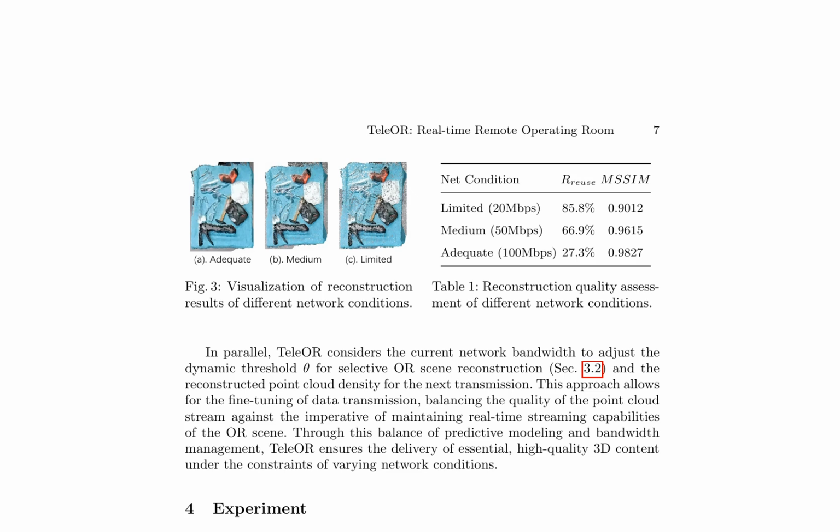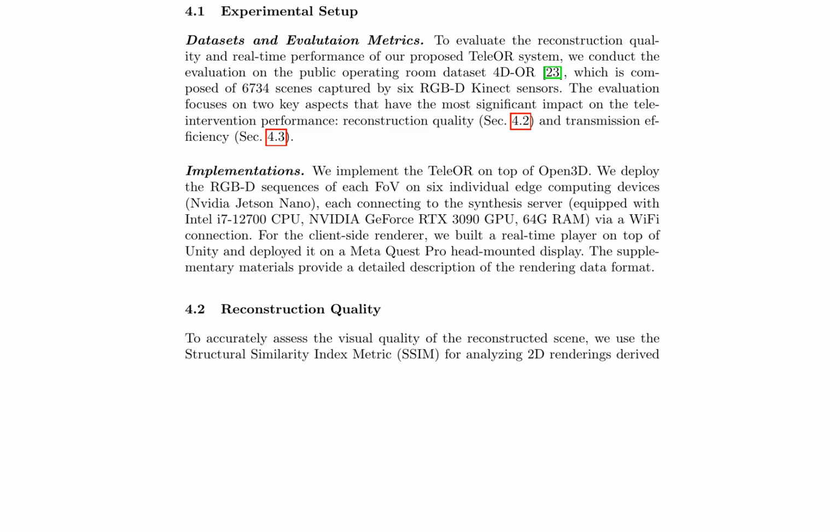This approach balances the quality of the point cloud stream against the imperative of maintaining real-time streaming capabilities. In the experimental setup, the system is evaluated on the public 4D-OR dataset, comprising 6,734 scenes captured by 6 RGBD Kinect sensors. The evaluation focuses on reconstruction quality and transmission efficiency.